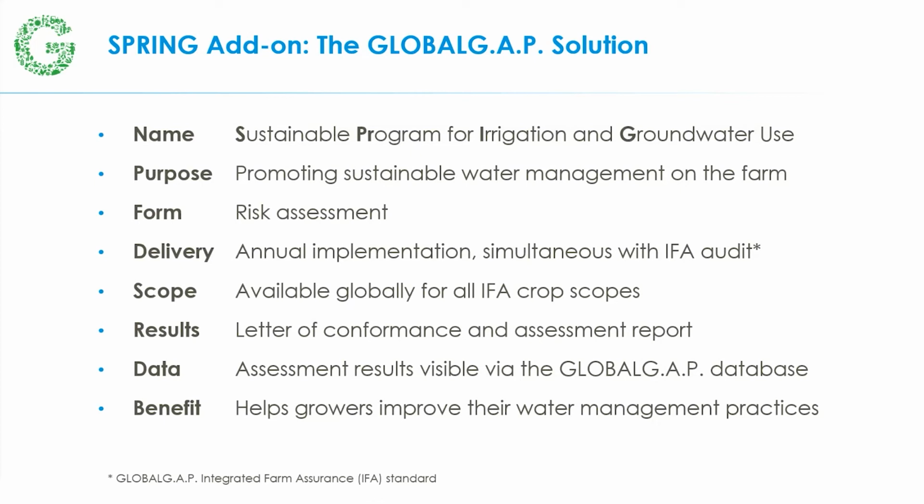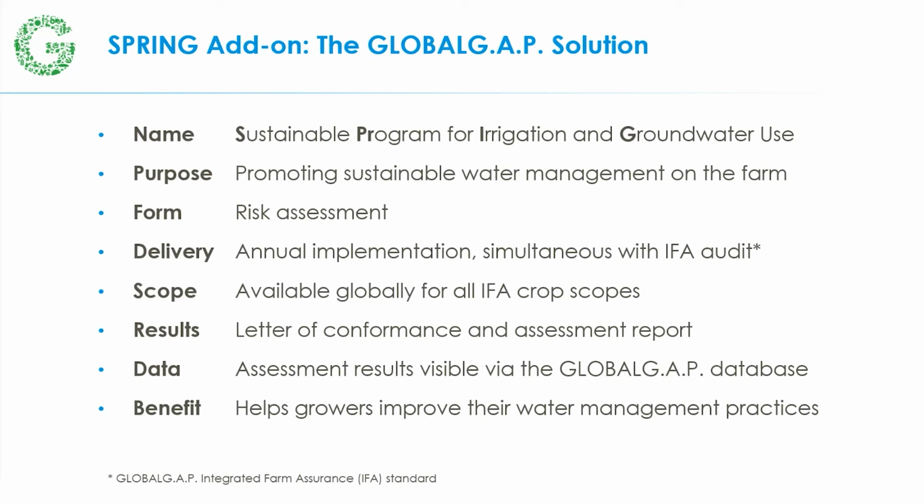Then, the results of SPRING are two different documents. One document is the letter of conformance. The letter of conformance is the same as a certificate. Only the name changed. It has the same information. I am going to show you the template later. The producer is going to receive the letter of conformance only if they approve the assessment, of course. And the information is going to be available in our database.